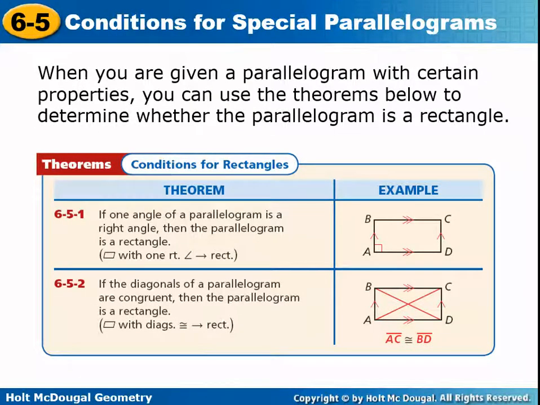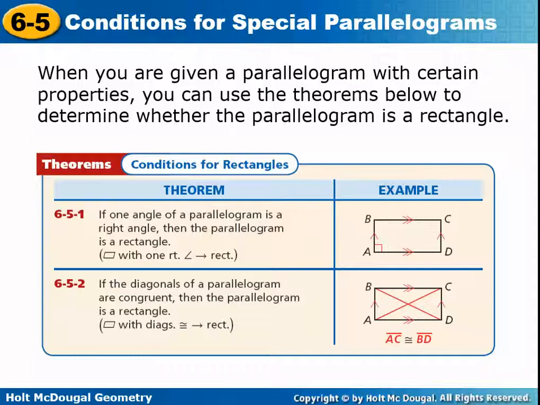All right, so the first one we're going to talk about is rectangle. If you have a parallelogram and one angle is a right angle, that's enough to know that the parallelogram is a rectangle. So first of all, to be a parallelogram, opposite sides have to be parallel. And then if you have one right angle, then you know it's a rectangle.